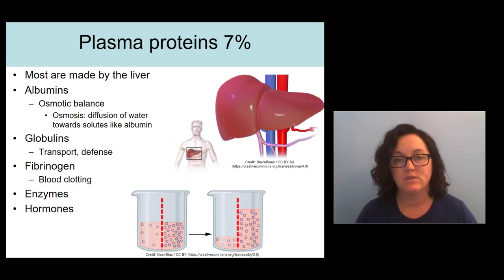As I mentioned previously, about 7% of our blood plasma is protein. Most of the proteins in blood plasma are made by the liver, and probably the most important blood plasma protein is something called albumin.